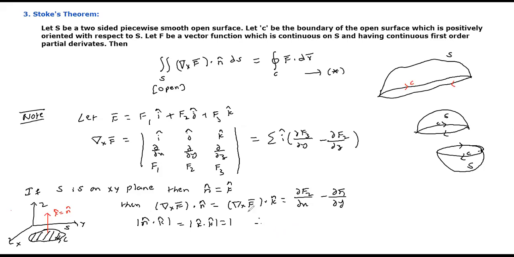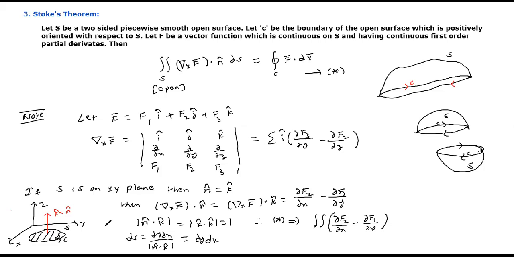Therefore, star implies... Now what is del cross f bar dot n bar? Del cross f bar dot n bar on the LHS I can replace with dou f2 by dou x minus dou f1 by dou y. And what is ds? ds is modulus dy dx by modulus of n bar dot k bar. What is modulus of n bar dot k bar? 1. So ds is nothing but dy dx.